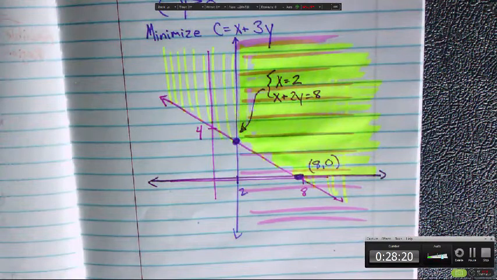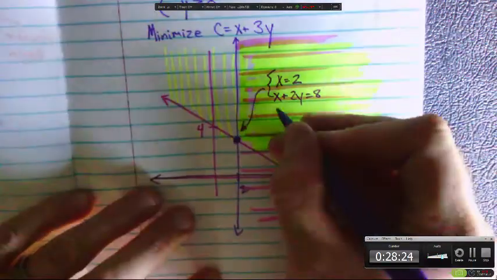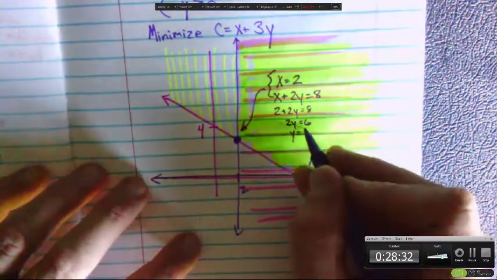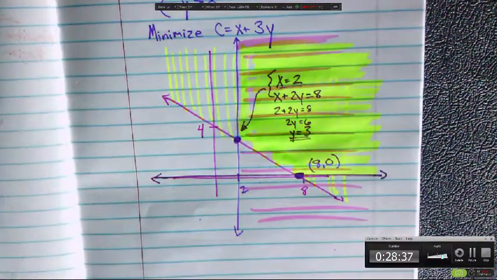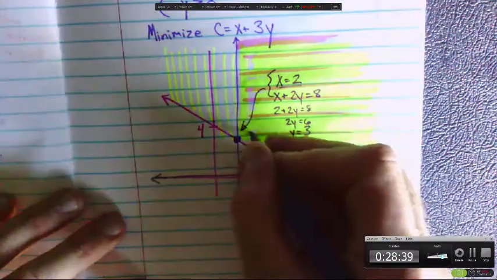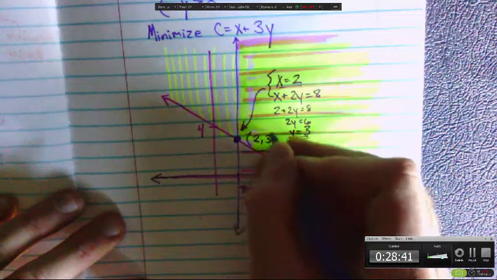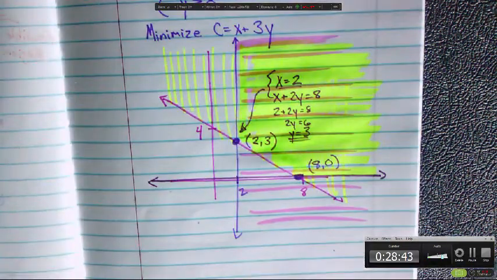The best method is substitution. We just plug 2 in. 2 plus 2y equals 8. 2y equals 6. What's y equal? 3. So we know what x is; that's right in the original problem. X equals 2, y equals 3. So the ordered pair there is 2, 3.